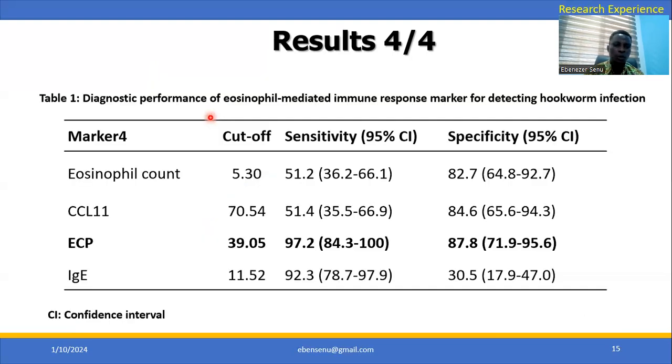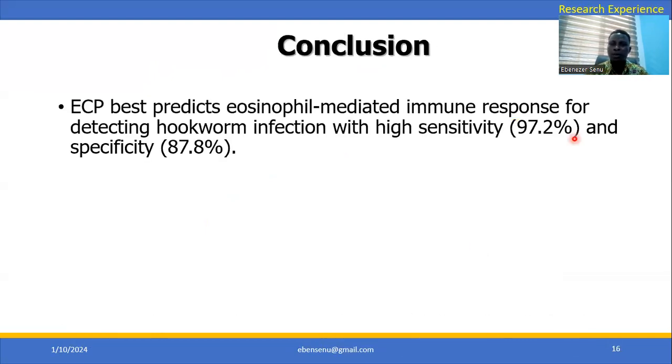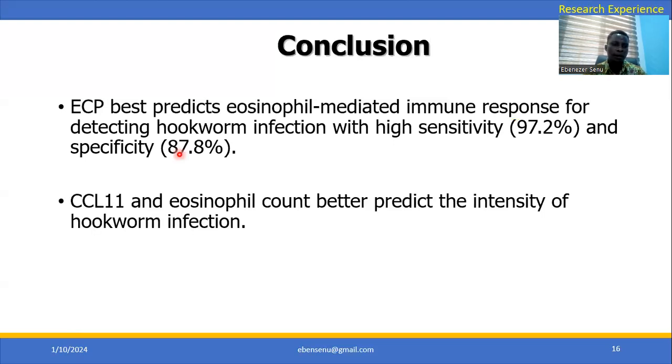And further analysis showed that at a cutoff of 39.05, ECP was the best diagnostic marker with high sensitivity of 97.2% and specificity of 87.8%. In conclusion, ECP best predicts eosinophil-mediated immune response markers for detection of hookworm infection with high sensitivity and specificity. However, CCL11 and eosinophil can better predict the intensity of hookworm infection.